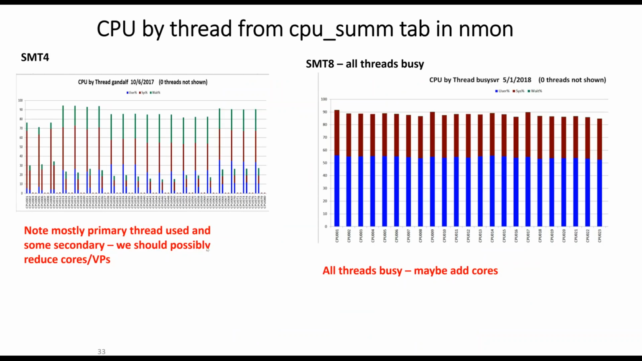And then this is what I was talking about with the threads. If you look at this one here, this is an SMT4 workload, and you can see that I'm using my primary threads and I'm using my secondaries. I'm not using my threads 3 and 4. In this case here, this is an SMT8 example on a Power 8, and you can see I'm using every thread. This is actually the one that was running at 90%, and in fact, we're looking at adding some cores to this.